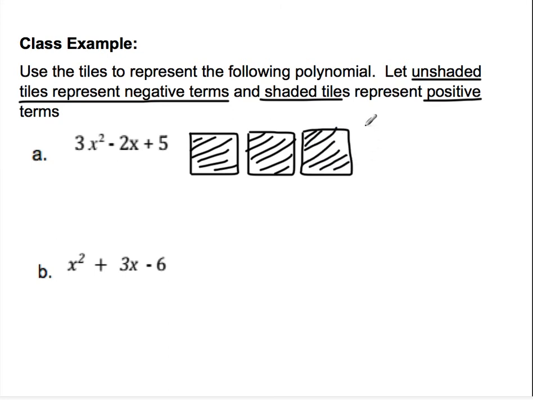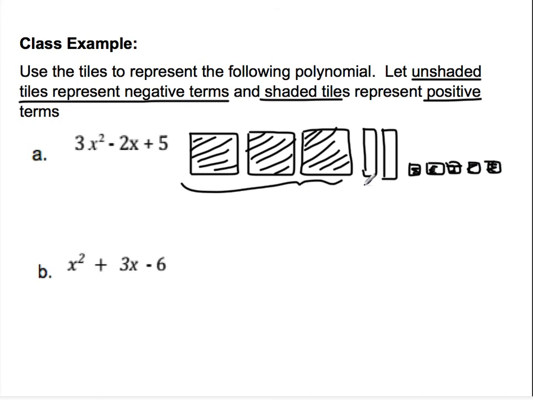2 x's is unshaded because they're negative. Negative 2x. We have to make sure that we draw our rectangles about the same dimensions. And then plus 5. So I'm going to just do my plus 5, and do the best you can to make them squares. They're not going to be perfect. And they're shaded. Okay. So that's how we would represent 3x squared minus 2x plus 5.